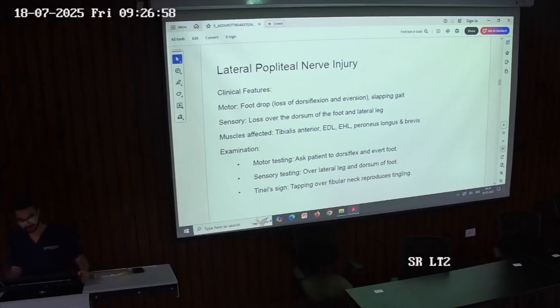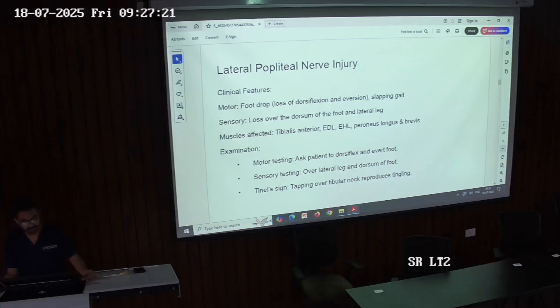dorsiflex, right? The muscles affected: the main muscle which helps in the dorsiflexion is the tibialis anterior. So that will be the most affected one. And then the extensor digitorum longus, extensor hallucis longus, peroneus longus and brevis. These are the muscles which will be affected in the common peroneal nerve injury.